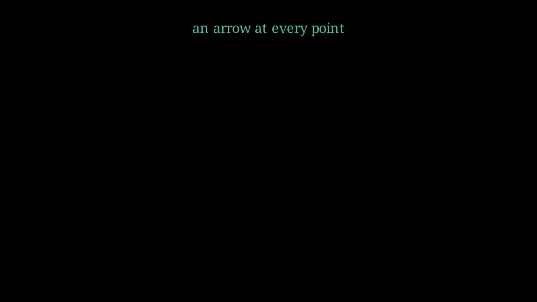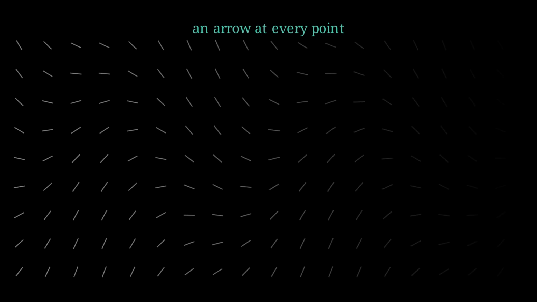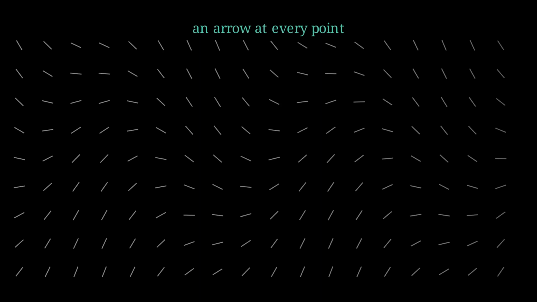A differential equation looks intimidating on paper, but here is what it actually says. At every point, it hands you an arrow. The arrow says, if you are here, this is the direction you move next, and this is how steeply. Draw that arrow everywhere at once, and the equation stops being a formula. It becomes a field you can look at.